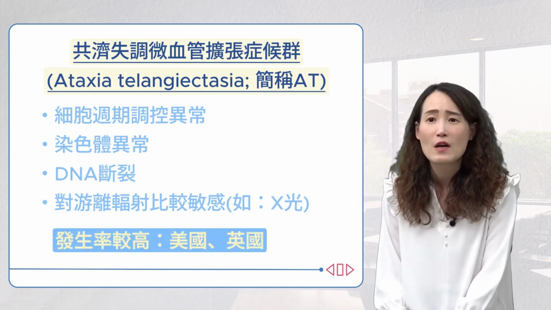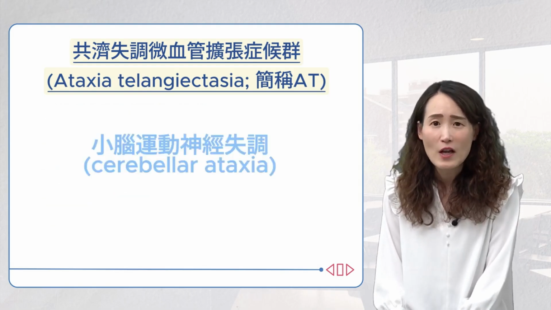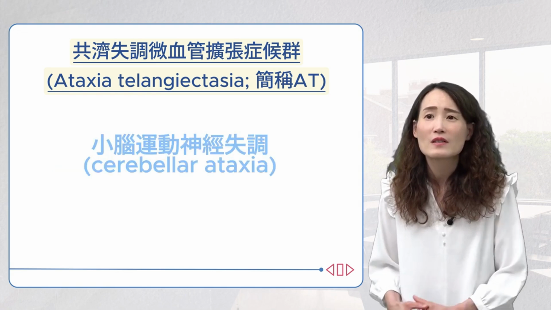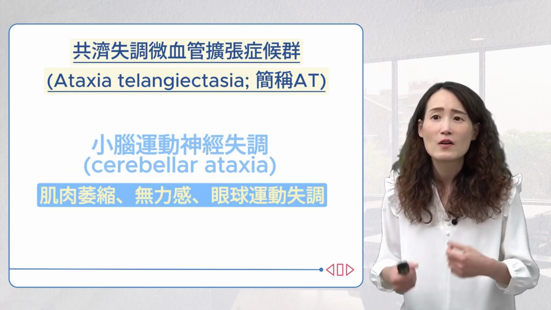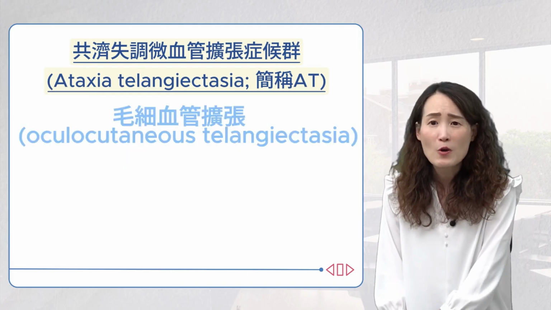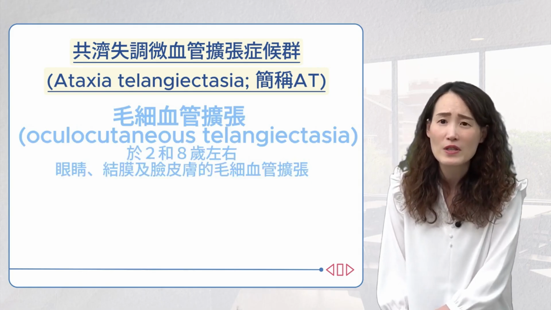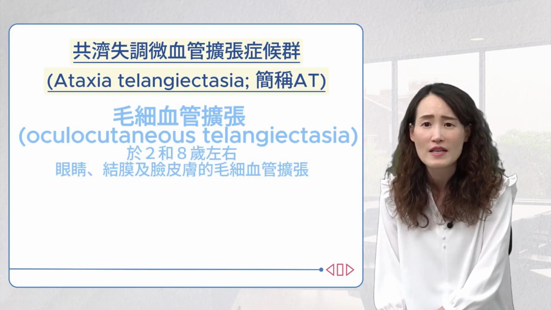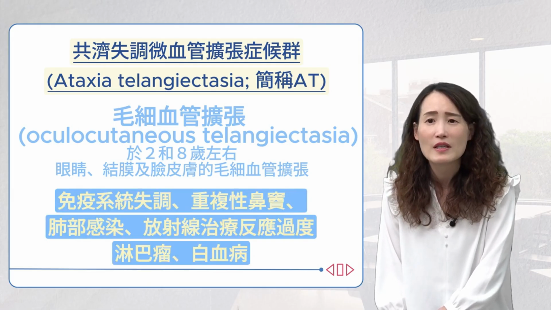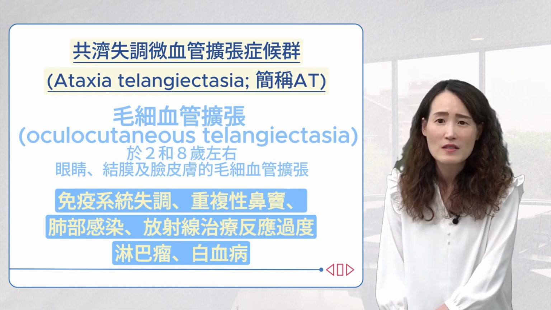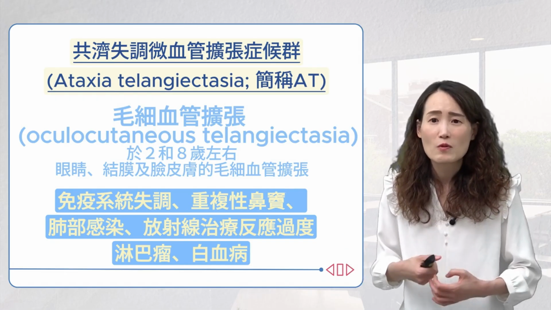The incidence is higher in the United States and the United Kingdom. Due to cerebellar ataxia, as it gradually degenerates, muscle atrophy occurs with feelings of weakness. The movements of the eyes also become impaired, and there is microvascular expansion. Between ages 2 to 8, the eyes, conjunctiva, and the skin's microvessels may expand. The immune system is dysregulated, leading to recurrent sinusitis or lung infections. They exhibit hypersensitivity to radiation therapy, resulting in excessive reactions and an increased likelihood of developing lymphomas and leukemias.